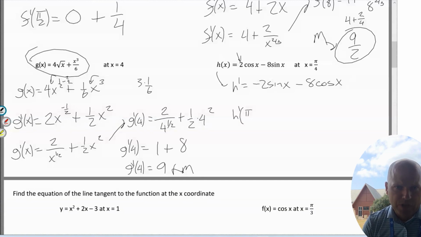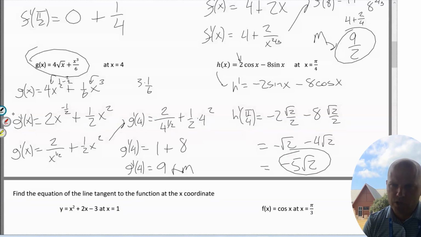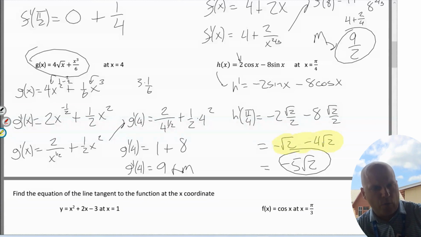Let's find the slope equation at pi over 4. I get negative 2 times the sine of pi over 4, which is root 2 over 2. You better know how to do that. Again, trigonometry will just show up randomly. The cosine of pi over 4 is also root 2 over 2. This becomes negative 4 root 2. This becomes negative 5 root 2's. You are in charge of being able to do that. Negative root 2 minus 4 root 2's is negative 5 root 2's. At x equals pi over 4, h of x is decreasing 5 root 2's y's per x.